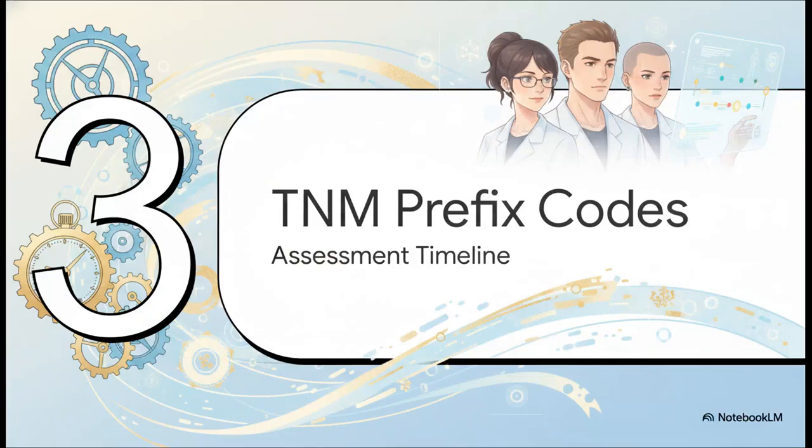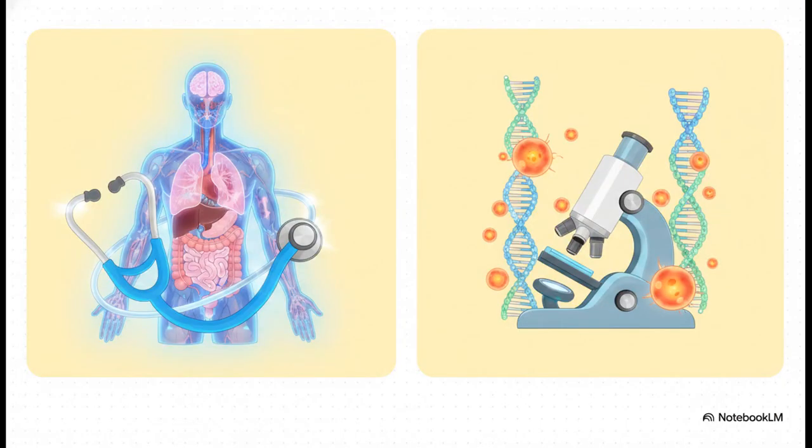Moving on to Part 3, reading TNM prefix codes and the timeline of assessment. We've got to make a hard distinction here between clinical and pathological staging. A lowercase c before TNM means clinical staging. That's based on your physical exams and imaging prior to any therapy. On the flip side, a lowercase p is pathological staging. That is based on the highly accurate histopathology of resected tissue post-surgery.